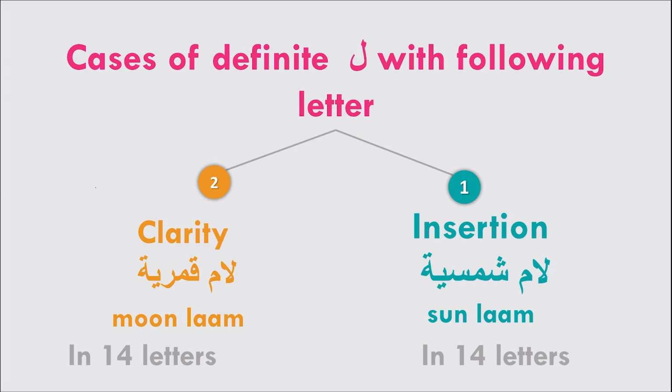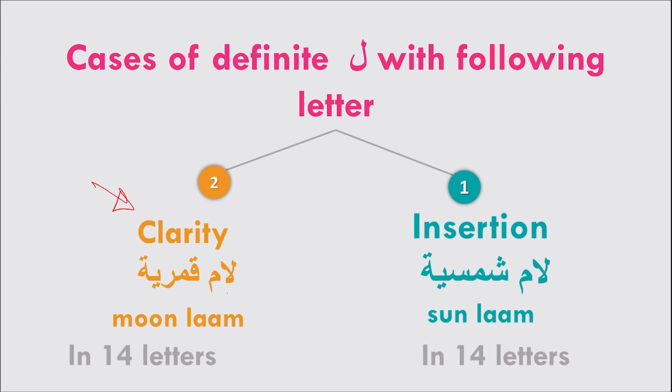So al-qamar, the way of reading al-qamar, you can hear the al sound. So this is called lam qamariya. In this case, it's clarity. And ash-shams, there's no lam sound. So in this case, it is insertion, complete insertion. So no lam sound is heard: ash-shams, not al-shams, like this.